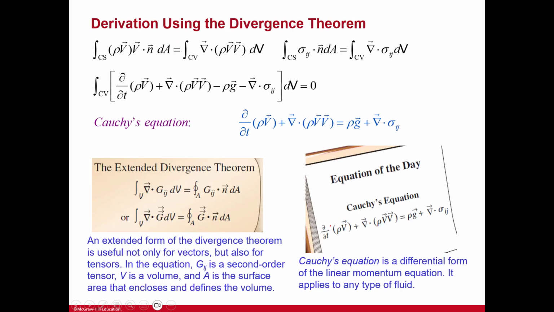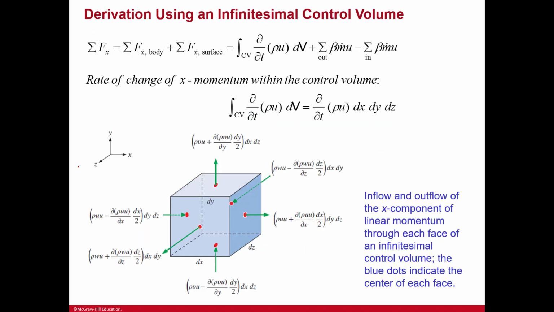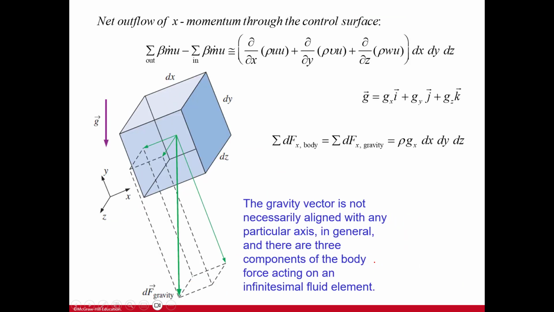Sorry about that. So here's the derivation using the divergence theorem and the formulas associated with those, as well as Cauchy's equation. And the derivation using an infinitesimal control volume. So this shows the inflow and outflow of the x component of linear momentum through each face of an infinitesimal control volume. The red dots indicate the center of each face, so that's just showing you the direction. And then the net outflow of x momentum through the control volume.